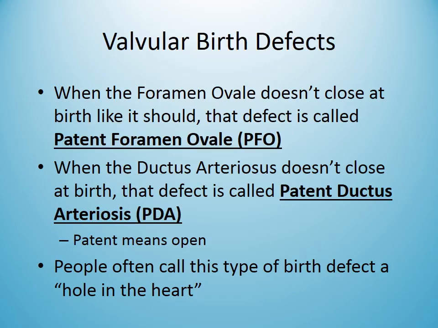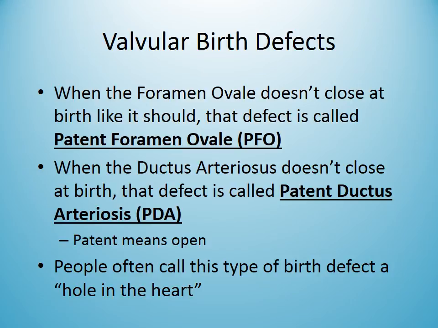And valvular birth defects, we talked about this when we were talking about those two bypasses. When the foramen ovale doesn't close at birth like it should, that defect is called a patent foramen ovale. Remember, the word patent just means open. And when the ductus arteriosus doesn't close at birth, that defect is called a patent ductus arteriosus.